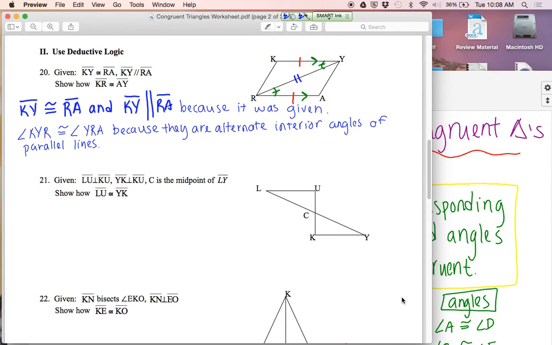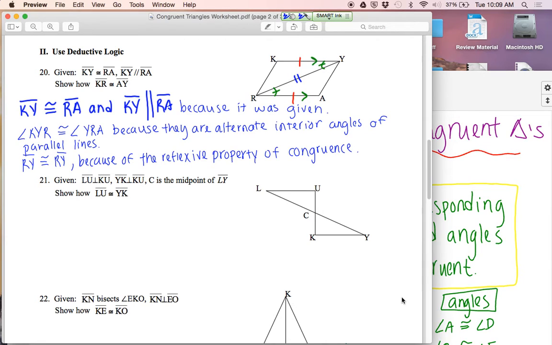Okay, third thing I'm going to say is RY is congruent to RY. Because of, and this is called the reflexive property of congruence. Whenever something's congruent to itself, it's called the reflexive property of congruence. So RY is congruent to RY because of the reflexive property of congruence.